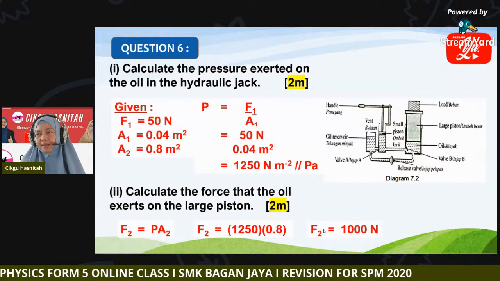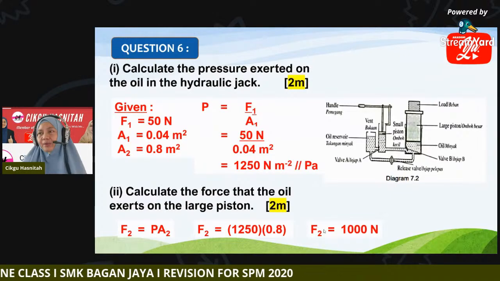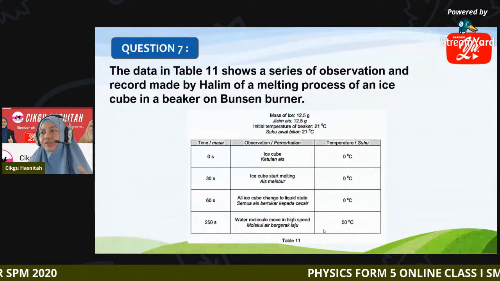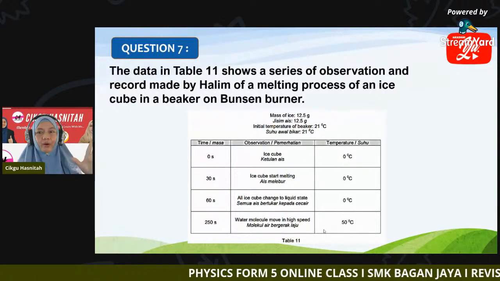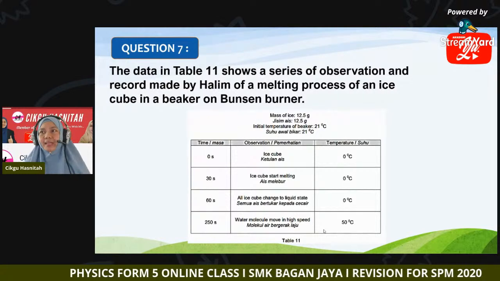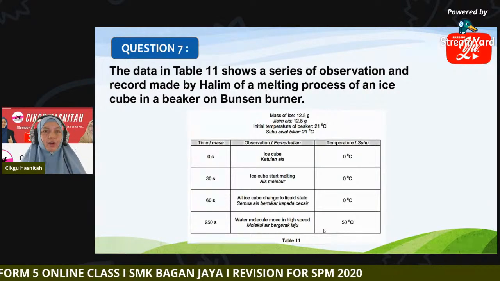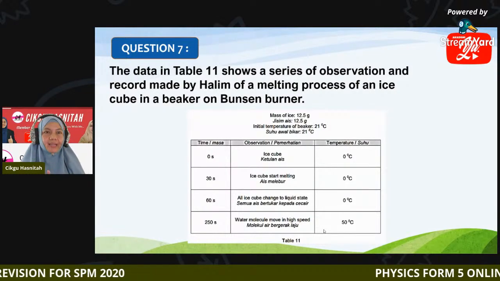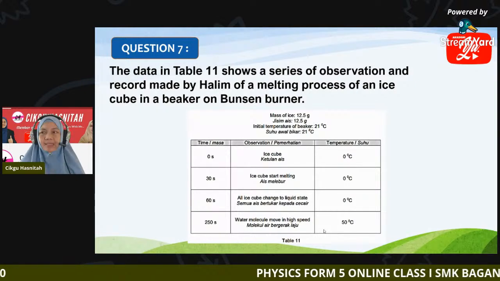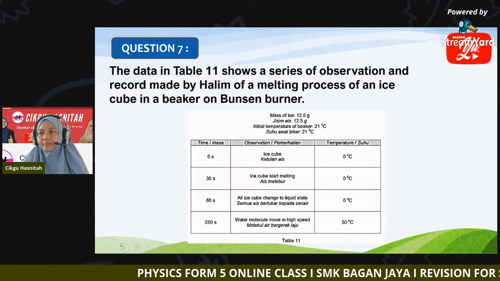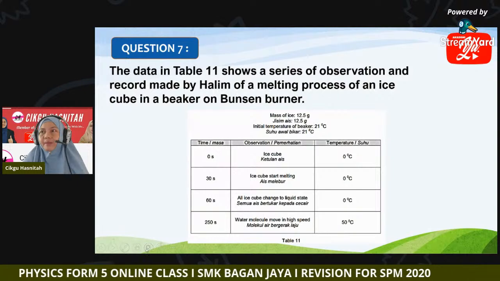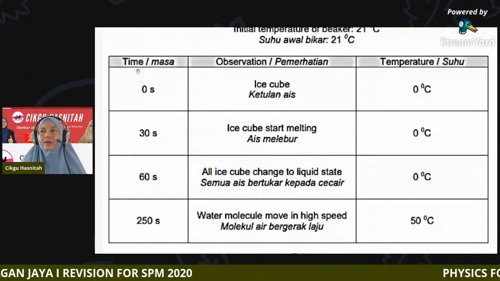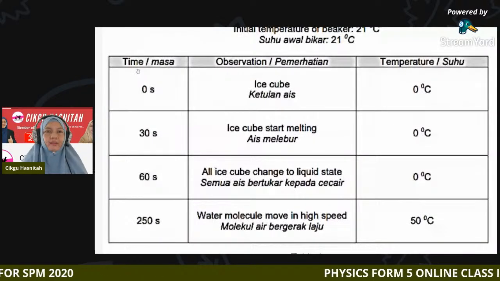Alright? Okay, next, we go to question 7. We are finished with the Pascal principle. Now question 7, this is a question on heat. The data in Table 11 shows a series of observations and records made by Halim of a melting process of an ice cube in a beaker on a Bunsen burner. So this is the study which has been conducted. The first column shows the time and the observation, and the third shows the temperature.